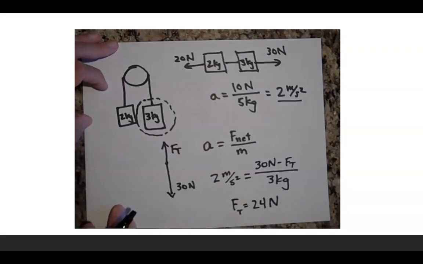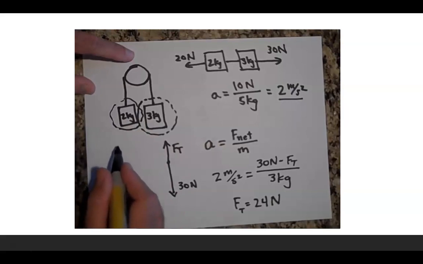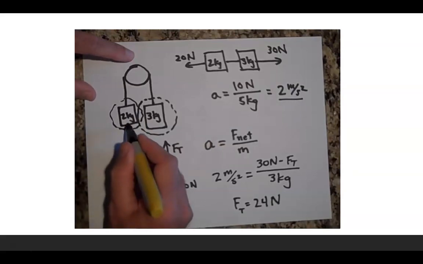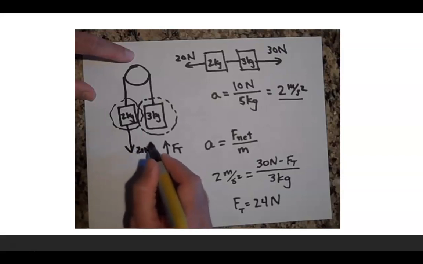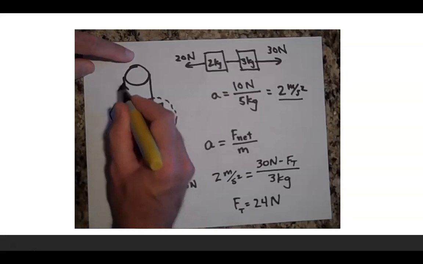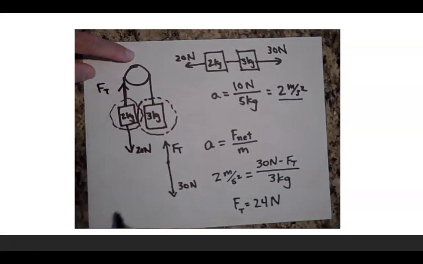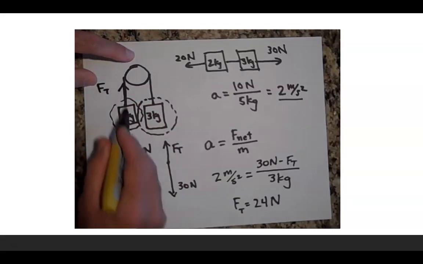See how that works? I could have used the 2 kilogram one. I would have gotten the same thing. Can I see if I can fit that over here? The 2 kilogram one has 20 newtons down on it. That's 20 newtons down. And Ft is up on that one as well. But in this case, the Ft is winning because this one's accelerating up.